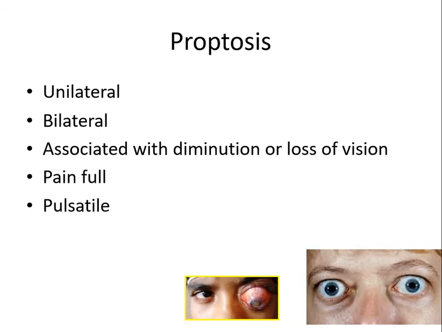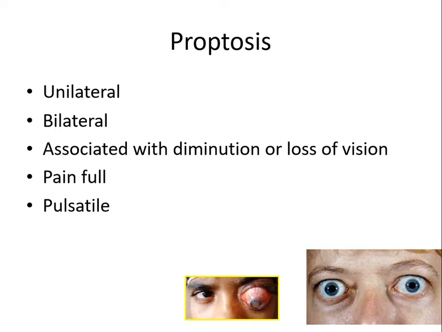Then the next complaint by which the patient will come to an ophthalmologist is proptosis. Proptosis is protrusion of the eyeball. While taking the class on the orbit, I talked to you in detail about what proptosis is, and the causes of unilateral and bilateral proptosis. Whenever a patient gives a history of proptosis, you should ascertain whether it is unilateral or bilateral. The most common cause of bilateral proptosis is exophthalmos, or thyroid eye disease.